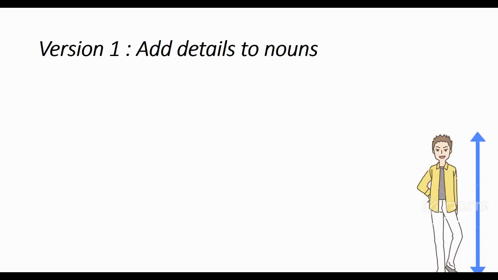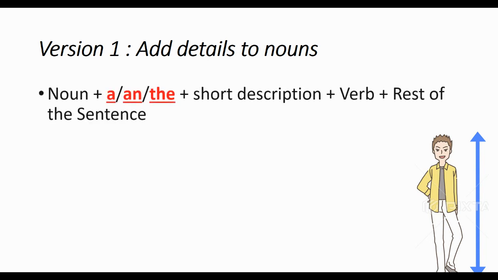So how do you add details to nouns? There are two ways to do it. I'm going to show you version 1. To do that, and this helps you to be more detailed when you write your composition, you have a sentence that begins with a noun, followed by an article, a, an, or the, and then a short description, and then a verb, and the rest of the sentence follows. So I'm now going to show you an example.